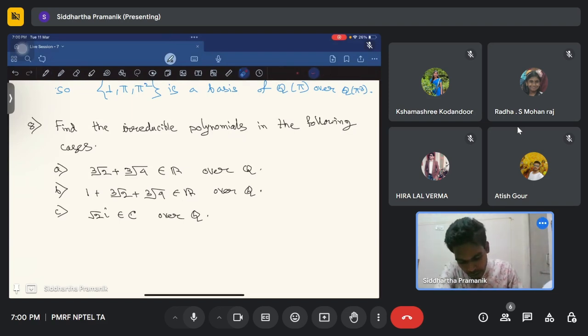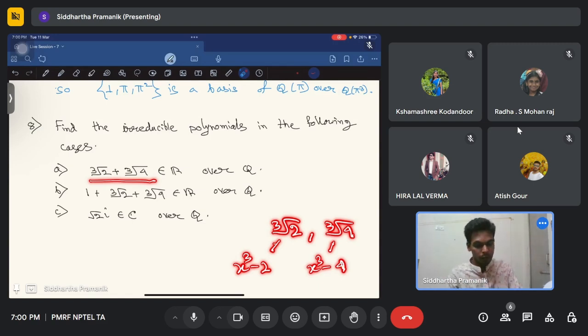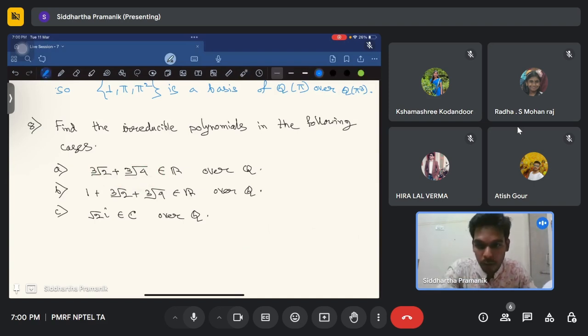So first thing, this element is definitely algebraic, right? Because cube root of 2 is algebraic and cube root of 4 is also algebraic. So their sum is also algebraic. This is algebraic because it is a root of x³ minus 2, and this is because it is a root of x³ minus 4. So these two elements are algebraic, so its sum is also algebraic. But from these two irreducible polynomials, we cannot find the irreducible polynomial of this sum. We need to do it separately. So just think about it for a few seconds.